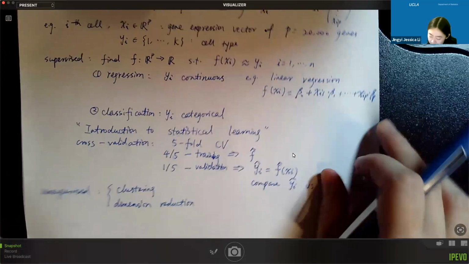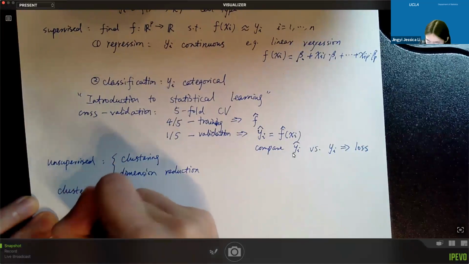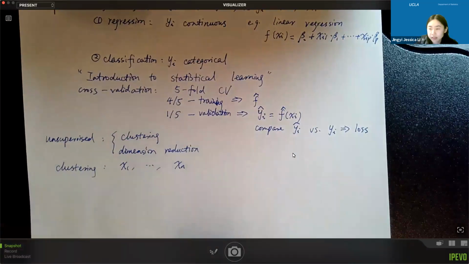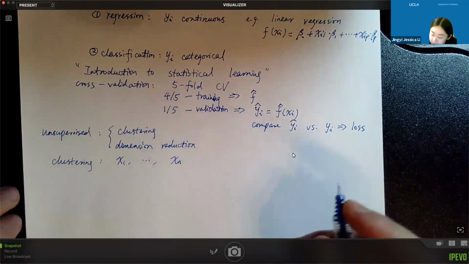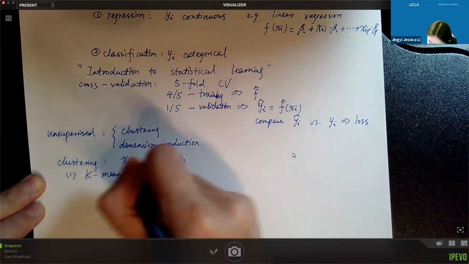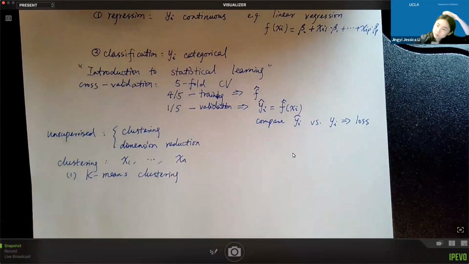Okay, so for the clustering problem, we call the data X1 to Xn. You can think of them as the n cells you measure, and each cell has p genes. The first and most popular algorithm for clustering is called k-means clustering, so we're going to start from there. Even though it's a very classic algorithm, it's still very popular and widely used nowadays.